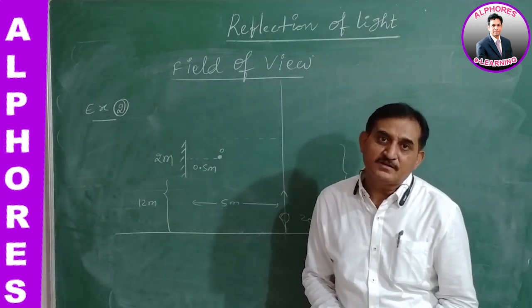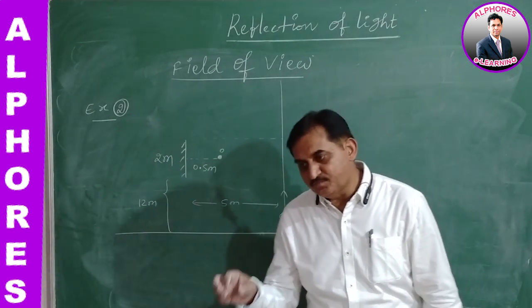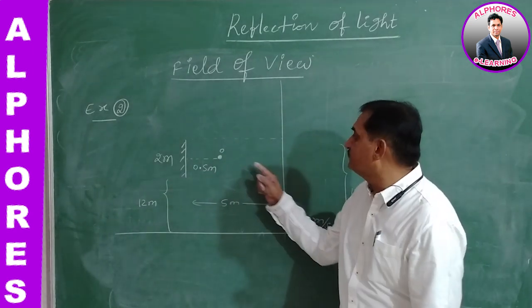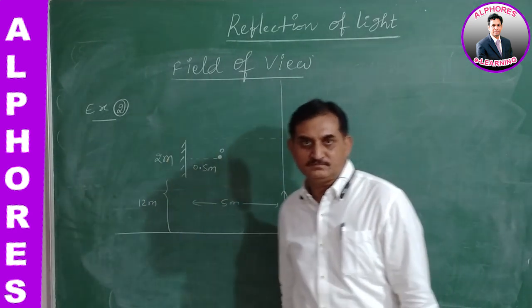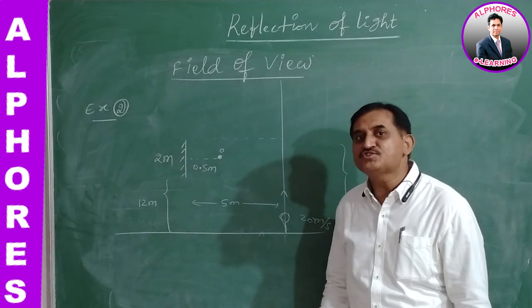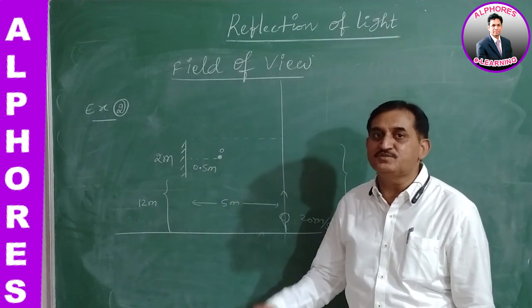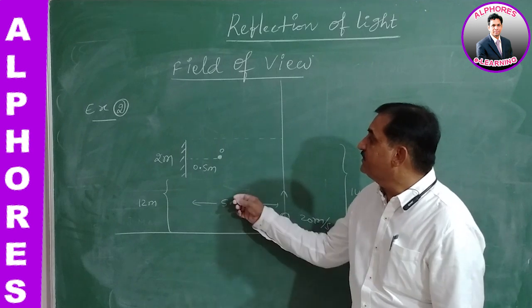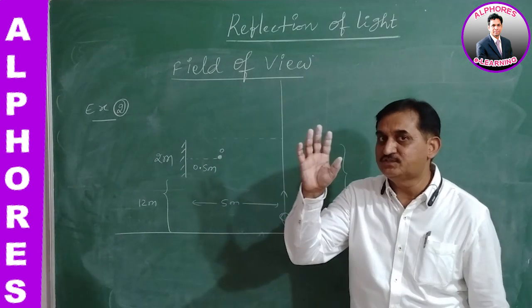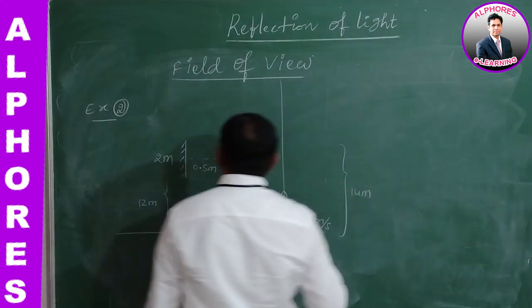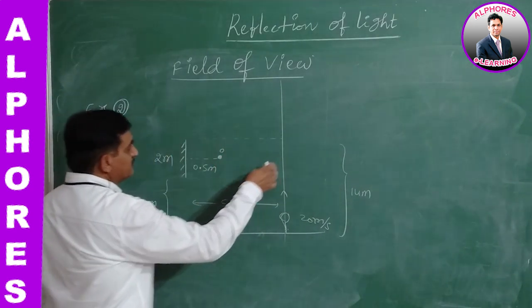What is the time for which the observer can see the image of this object in the plane mirror? Or how much time the person can see the image of this object in the plane mirror? So that is the question, right? So here the light is incident.